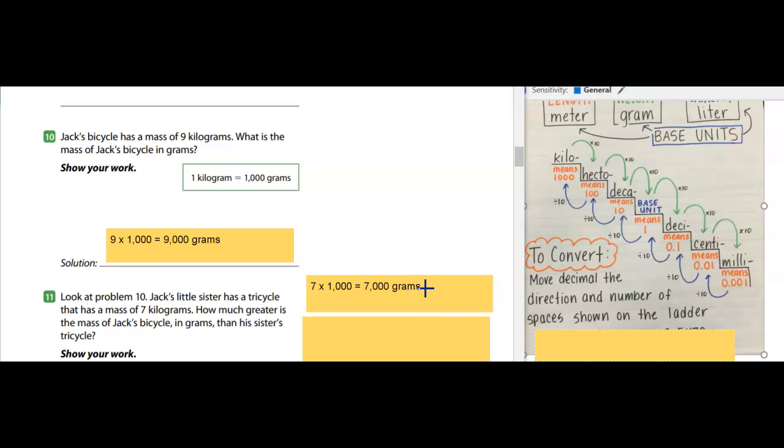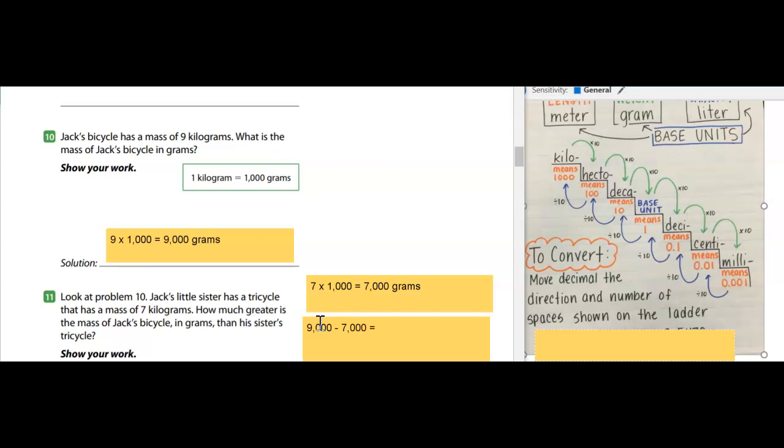So now we have identified how many grams Jack's sister's tricycle weighs. So now the second part of our question says, how much greater is the mass of Jack's bicycle in grams than his sister's tricycle? Now mass is just a key term to ask us the weight of it. So we need to find how much greater is Jack's bicycle. So we know that Jack's bicycle is 9,000 grams. And we need to find out how much greater is his bicycle than his sister's tricycle. So that means we're going to subtract 9,000 minus 7,000.